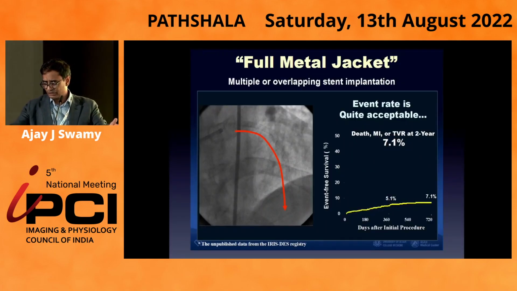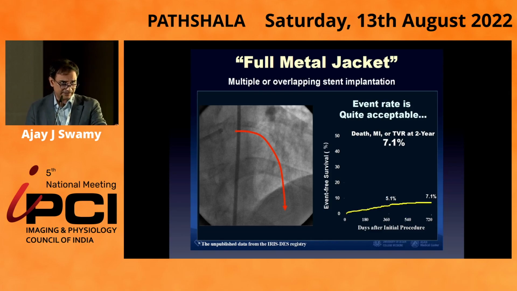Why are we worried about all this? Why not stent the whole thing? If you look at some large data, full metal jacket or multiple or overlapping stent implantation, the event rate is not too bad. 7.1% at the end of 720 days is not bad. So why are we so worried about serial stenosis and trying to figure out how much?